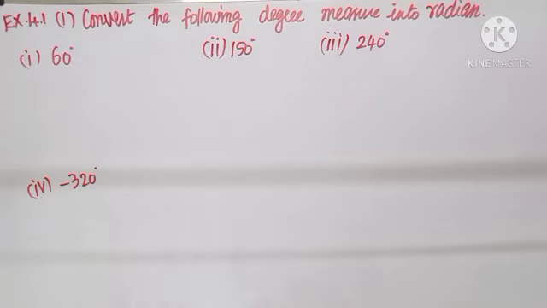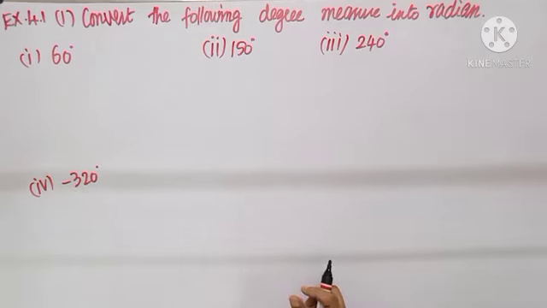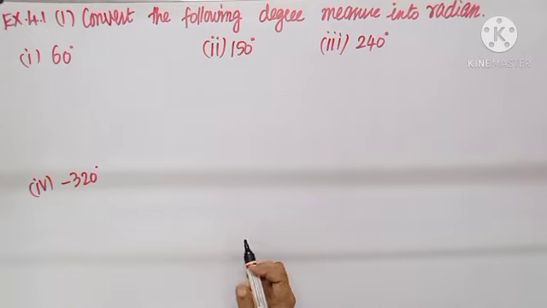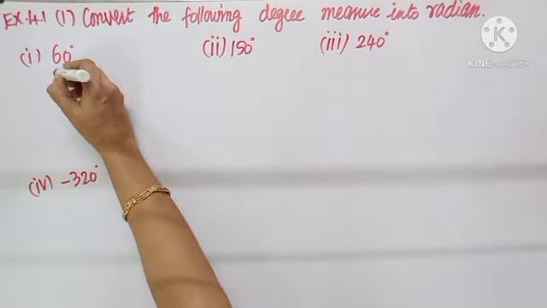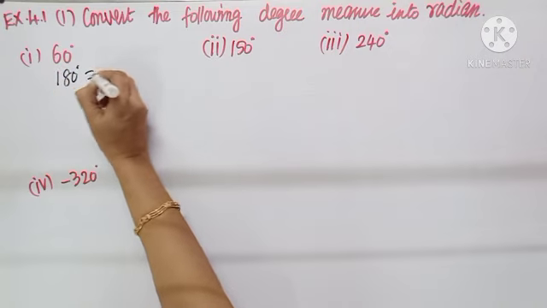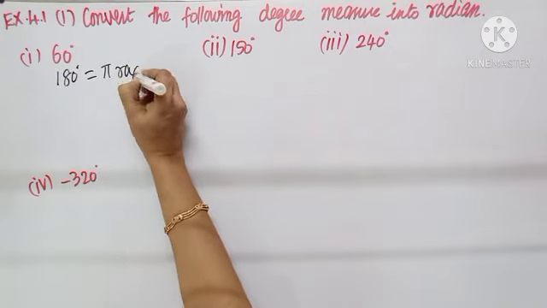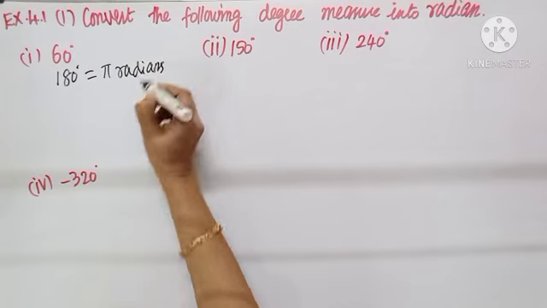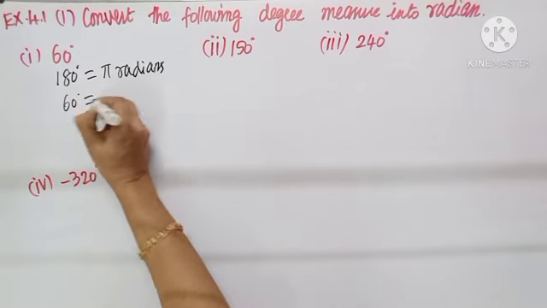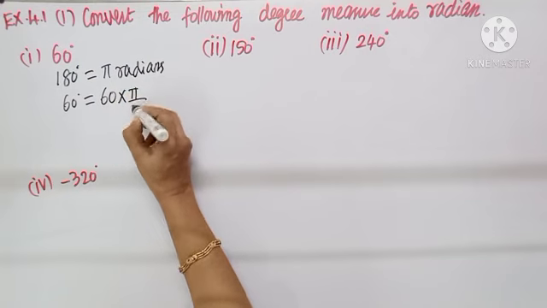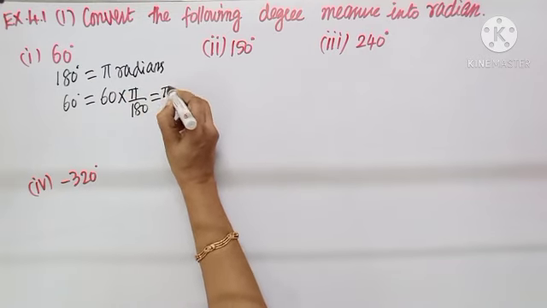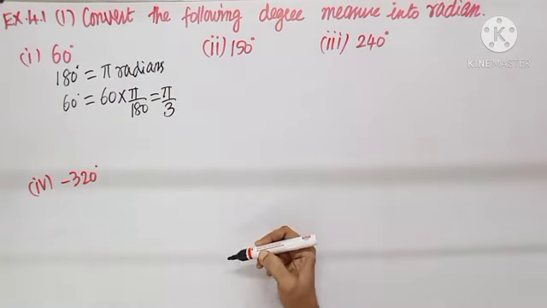Exercise 4.1, question number 1. Convert the following degree measures into radians. 60 degrees is given. Let us remember 180 degrees is equal to pi radians. Therefore, 60 degrees is equal to, cross multiply, 60 into pi by 180. Pi by 3 is my answer.